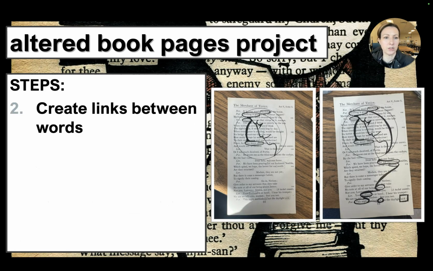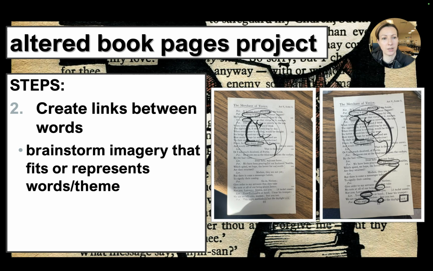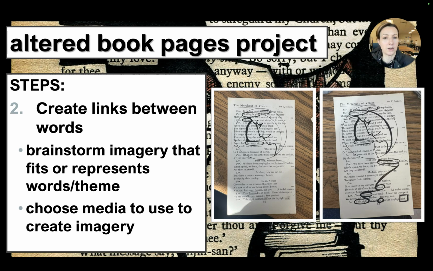So then once you have your kind of loose sketch with the tracing paper, you want to create links between the words and brainstorm some imagery that represents the words or theme that you're going with. And then also you can choose any media you want. So you can use pencil, you can use watercolor, you can use paint, you could use pen, you can use Sharpies, you can use Posca pens, anything that you like. Color pencil.